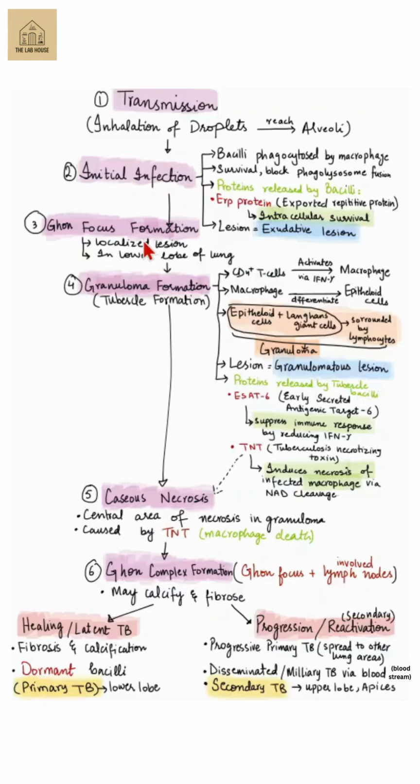Let's cover the pathogenesis of MTB. From the first step to the sixth step, you will cover all the essential details you have to remember for the pathogenesis. So, the first step is transmission, the inhalation of respiratory droplets or aerosols that contain the bacilli, and it will reach the alveoli.